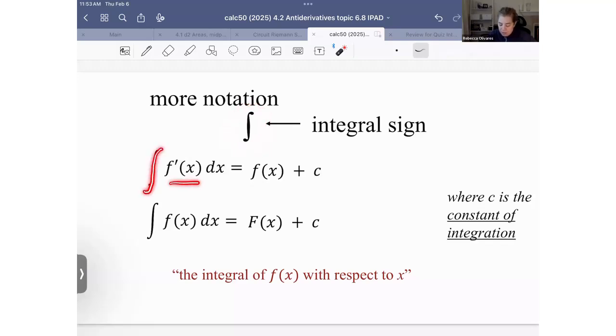We can say the integral of f prime of x dx. Remember, anytime you write an integral sign, you need to put this dx here. That would be equal to f of x plus c. Or if you had the integral of f of x dx, then you would write that equal to capital F of x plus c. So this one up here is read as the integral of f of x with respect to x. That's how we would read the dx. And you would say equals capital F of x plus c.